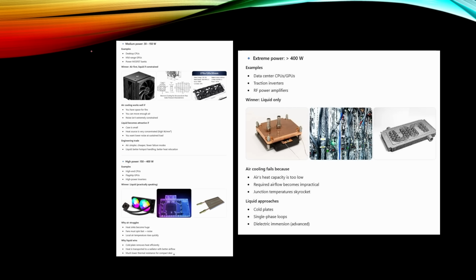But if your box is very small and your heat source is very local and you want to avoid noise, then water cooling is a better alternative. If the power level of the unit is very high, then you should always use liquid cooling, and that's because in that case the required airflow becomes impractical and typically junction temperatures skyrocket.